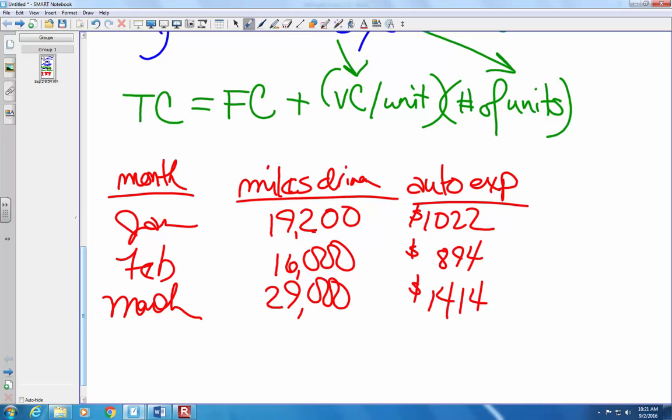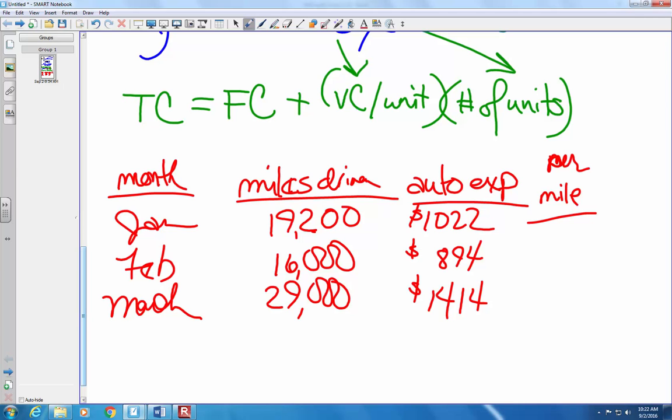If it was purely variable, what would you expect to see? Either more miles per expense, getting more expensive. You would, but how do variable costs behave? They stay the same per unit.